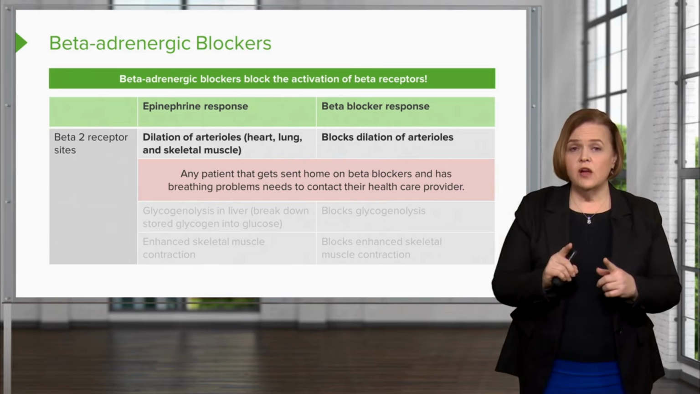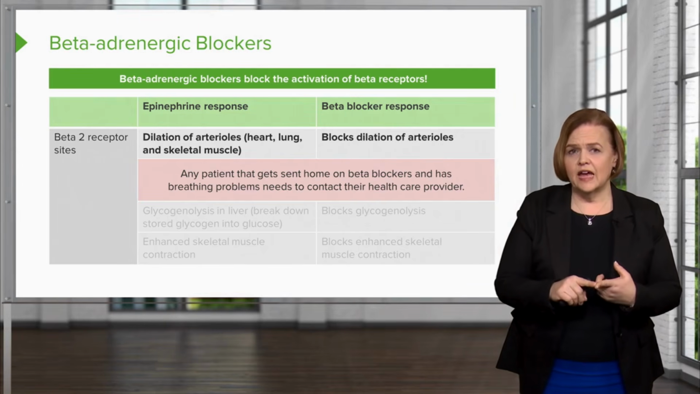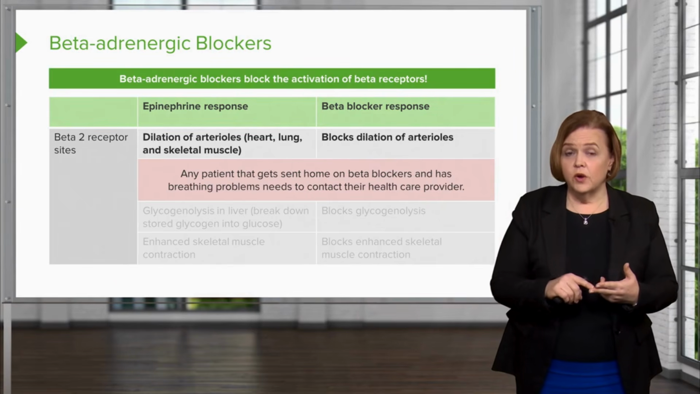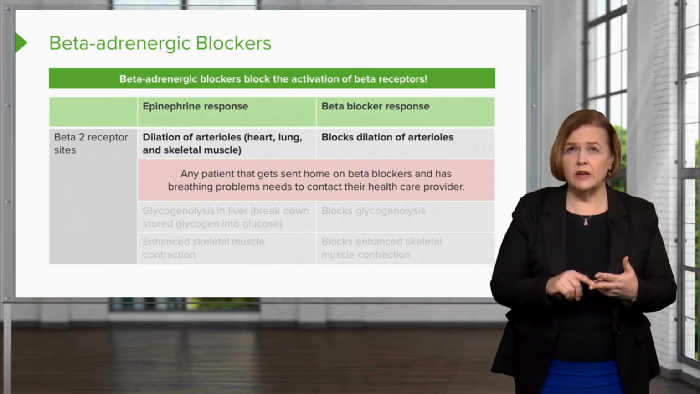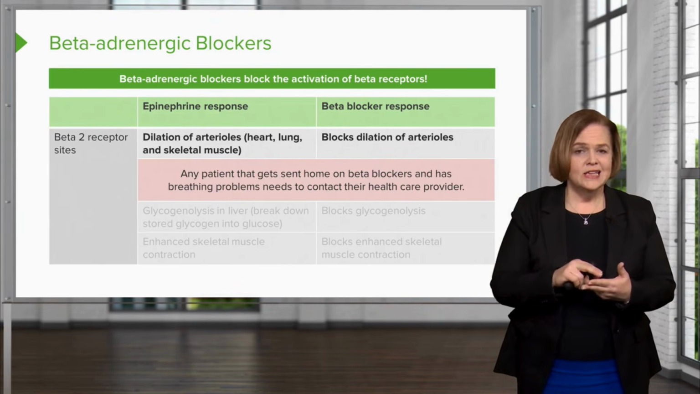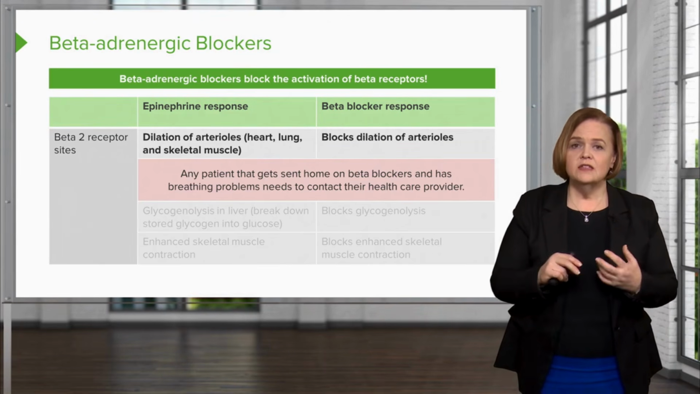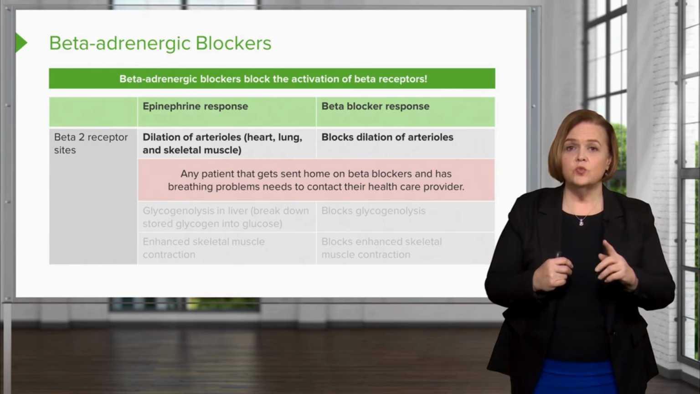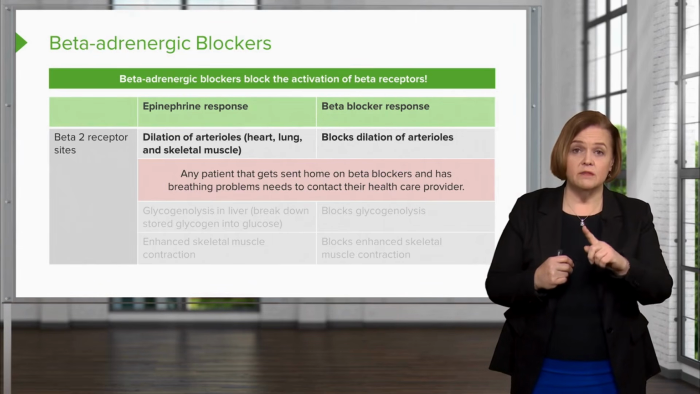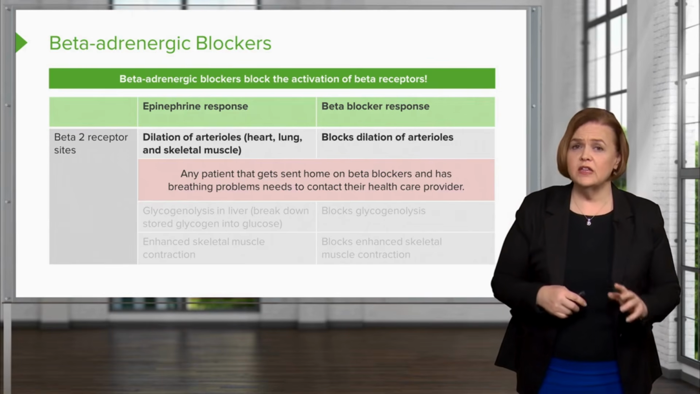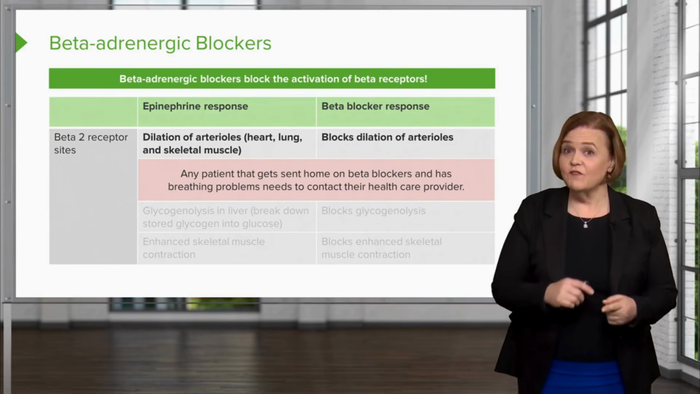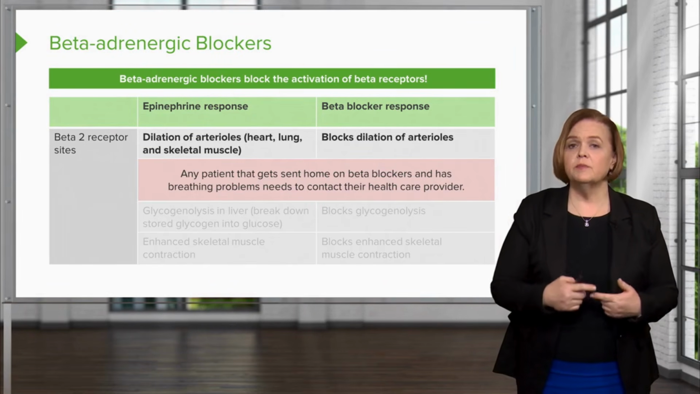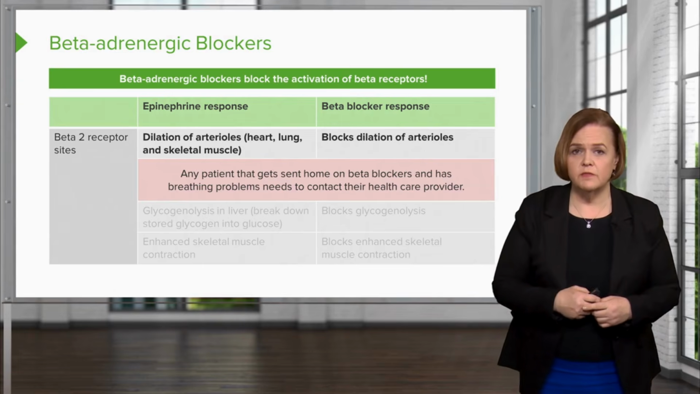If you're on a non-selective, you're more likely to have a problem, but people who are on a selective one that should just go after cardiac beta 1 receptors on the heart still might have this problem. Sometimes they're going to need their lungs to bronchodilate, and that action will be blocked if they're taking a beta blocker. So that's why it's really important that you teach your patients, if you have any breathing problems, please contact your healthcare provider. Then they can problem solve with them and assign a different type of medication.